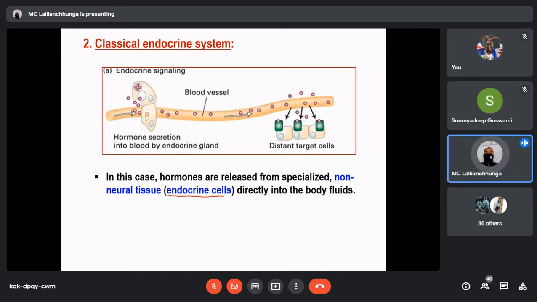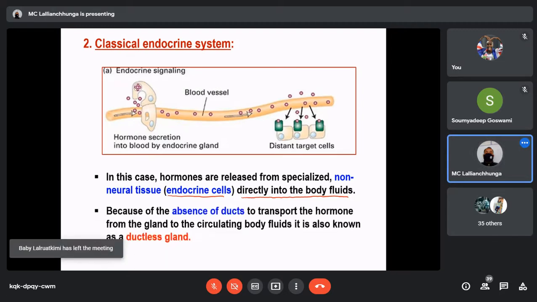Okay, but endocrine cells, after synthesis, are directly secreted into the bloodstream, or first into the body fluids and then into the bloodstream. So this is the classical endocrine system. Because of the absence of ducts to transport the hormone from the gland to the circulating body fluids, it is also known as a ductless gland. In the last class we have already talked about why endocrine glands are also known as ductless glands. There is no duct system, unlike exocrine glands, so I'll not repeat it.